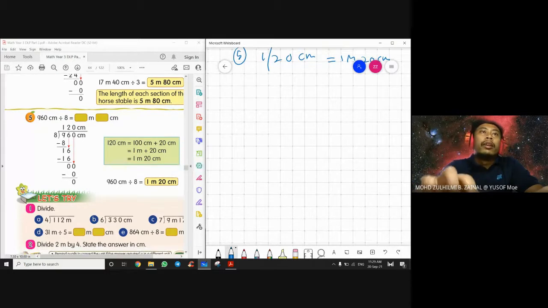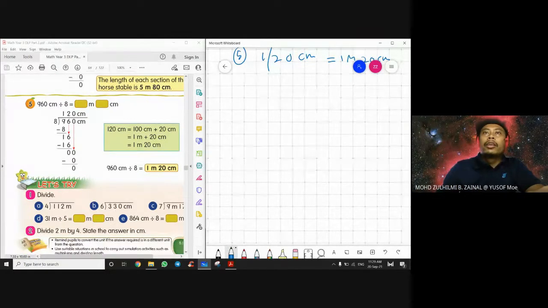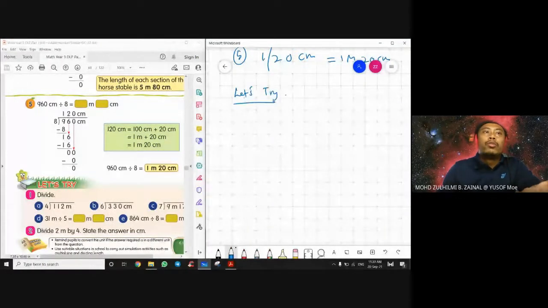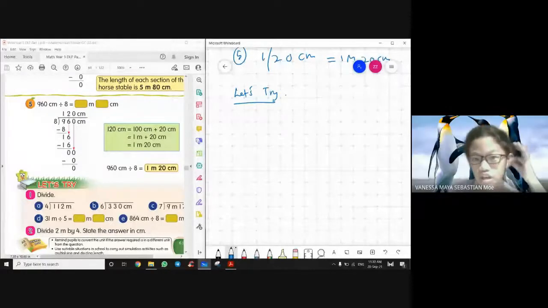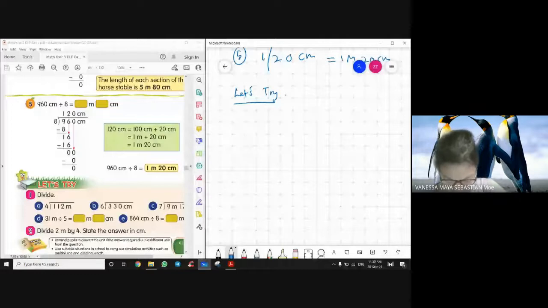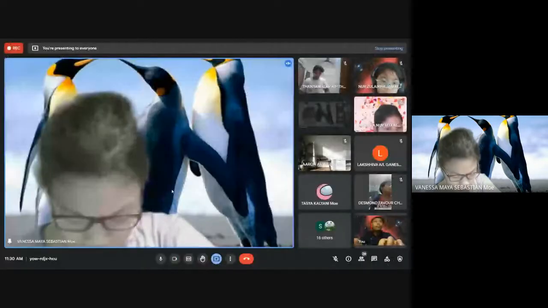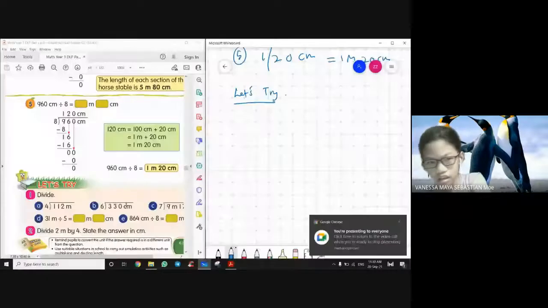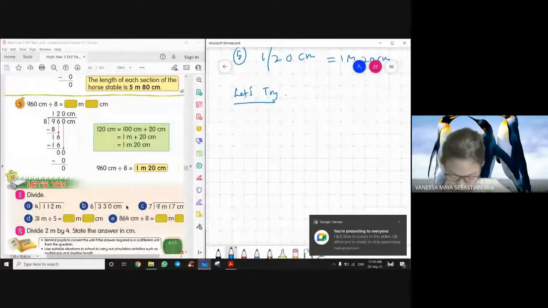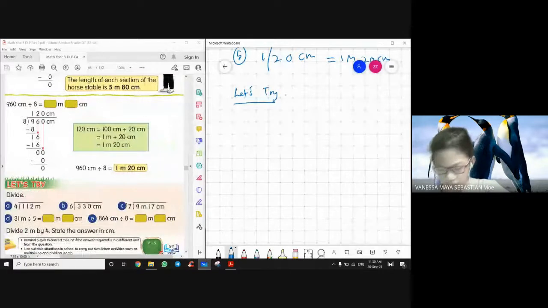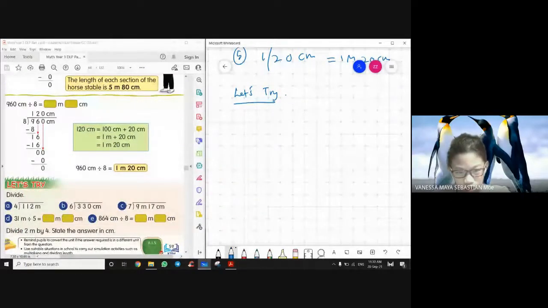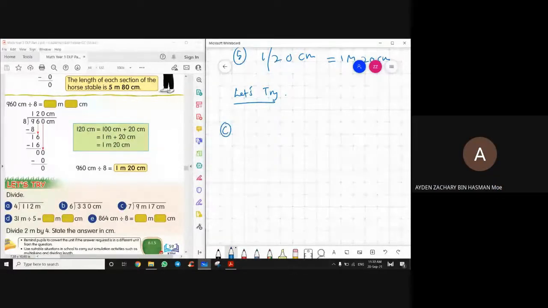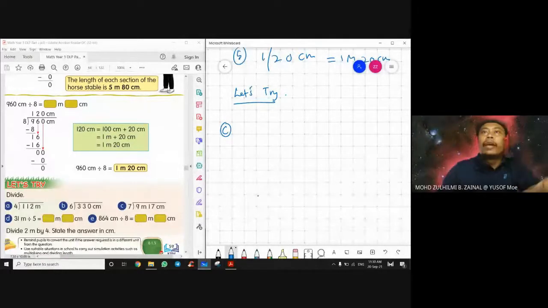Okay, let's do divide. Okay, let's try ni. You can do this by your own. Teacher, yes, hello. I'm trying to do C, I'm getting confused. Let's try division. Yes, number 3. Okay, discuss this lah. Discuss dengan Teacher, what is the question? Let's try 59. Okay, let's try 59.